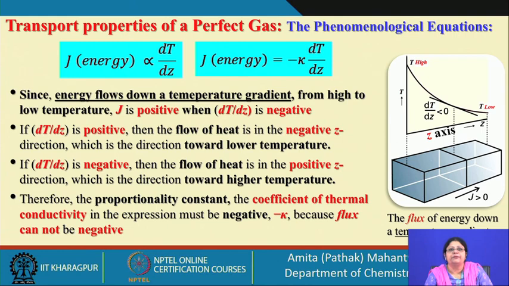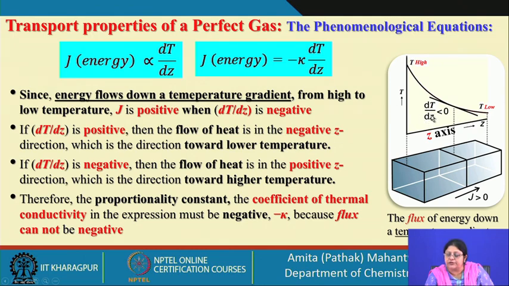Again this is an empirical observation: energy flows down a temperature gradient, from high to low temperature. So the flux of energy will always be positive, while the gradient is going to be negative, because we are moving along this axis where temperature is high here and low here. The first differential of T with z is always negative because energy flows from the higher energy region to a lower energy region, and along this side z is always increasing, this is always positive.